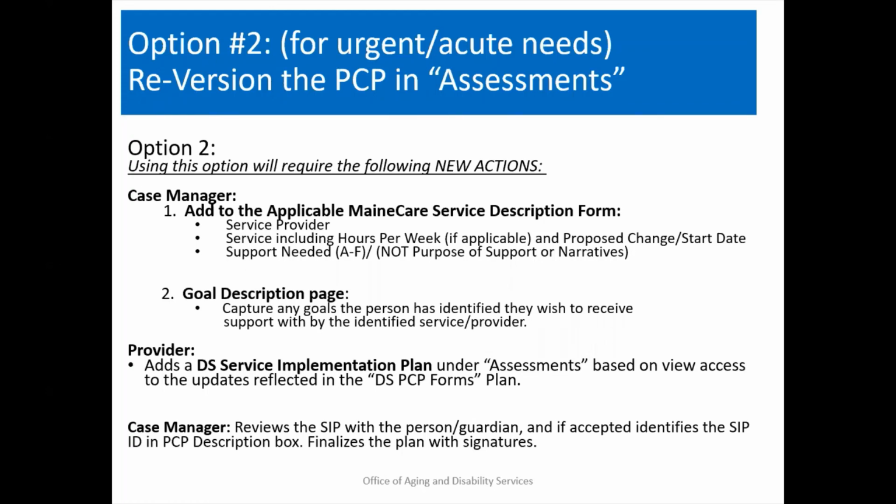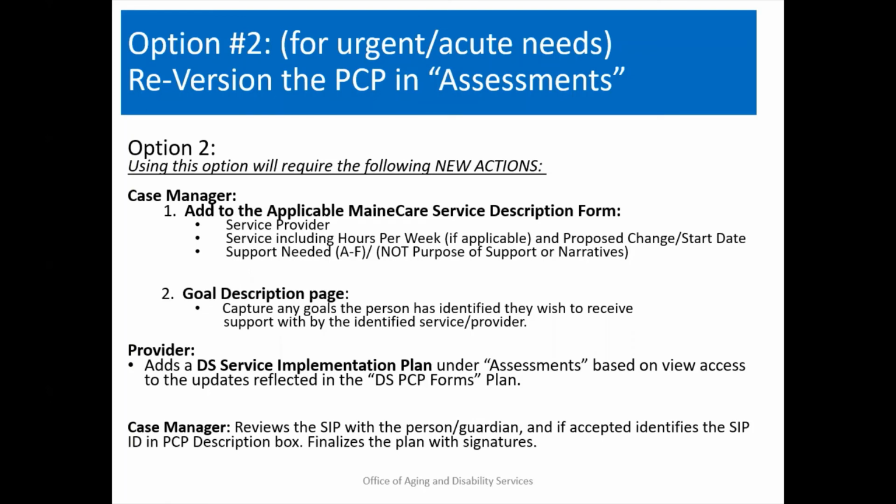Option 2 involves reversioning the PCP in assessments. Option 2 is available when acute or time-sensitive updates or changes are needed to a PCP after June 1st. Option 2 again involves reversioning the current PCP under assessments as you typically would for a change, but requires the following new actions to be completed.